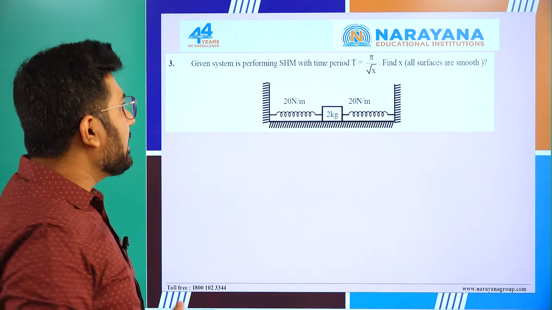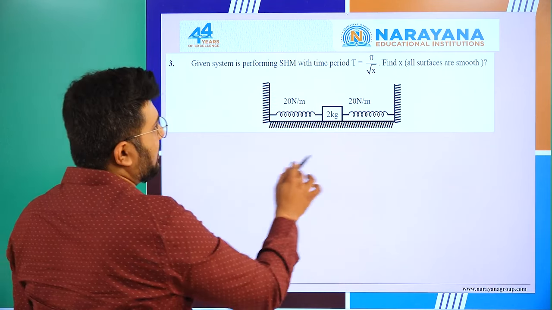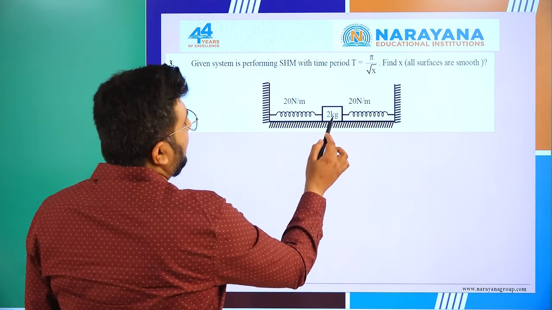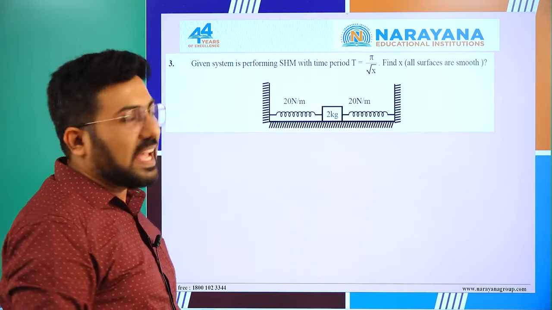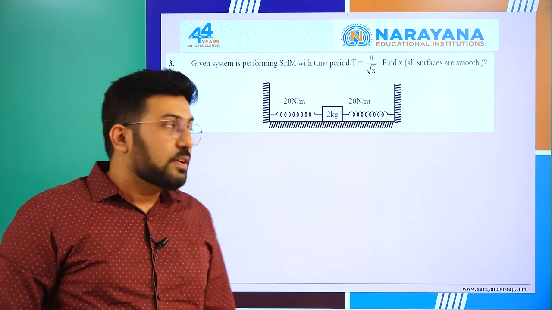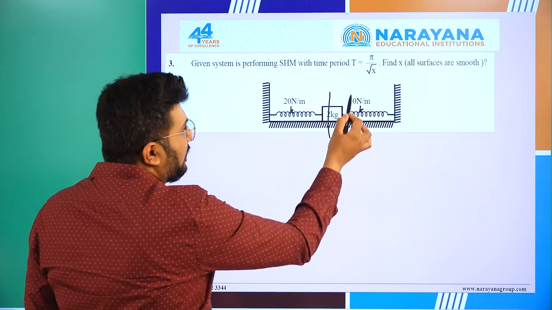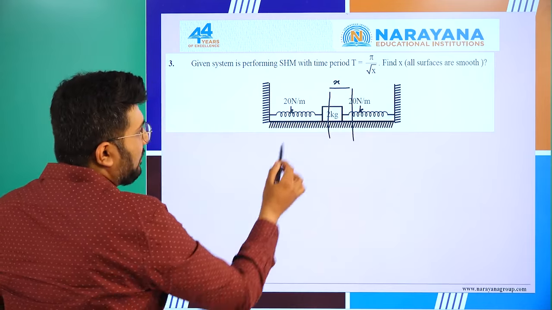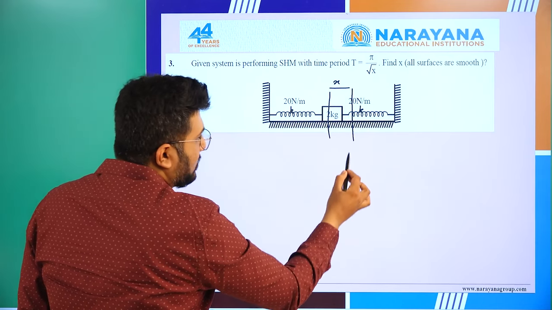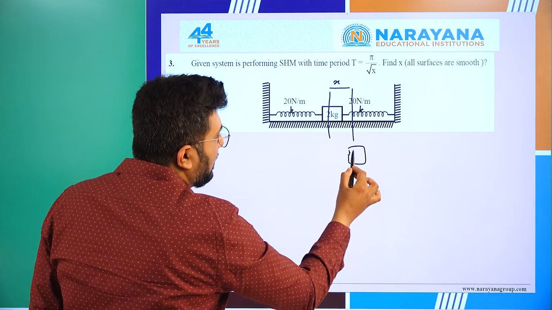So in this question it is given that this is a system where this particle is performing SHM and they are asking you the time period of SHM. So what to do here? So let's say these two springs, the spring constants are already given. So let's draw the FBD of this block if it is displaced by a distance x. So if this is displaced by a distance x, at this position what is the FBD of the block?